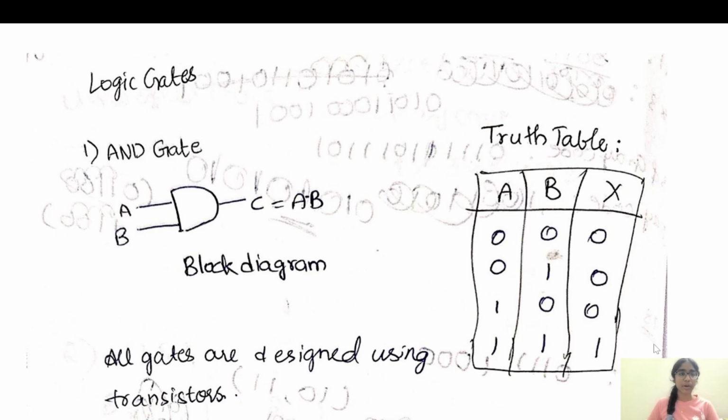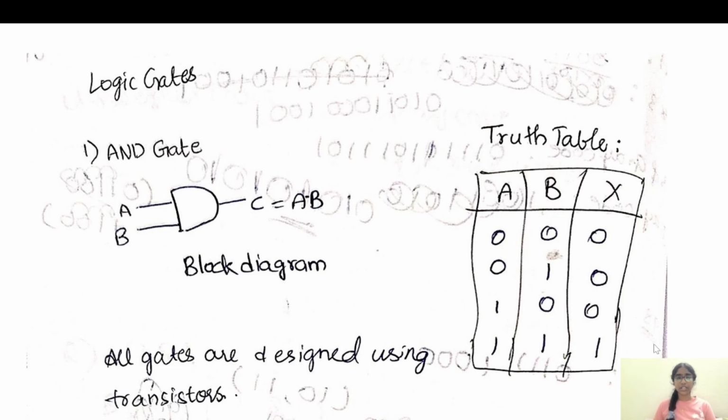First, let's discuss basic logic gates. In basic logic gates, we have three, which are AND, OR, and NOT. First, here we have the AND gate. What is an AND gate? Here we have the representation of the AND gate. AND gate simply represents the multiplication function. All the gates here are designed using transistors.